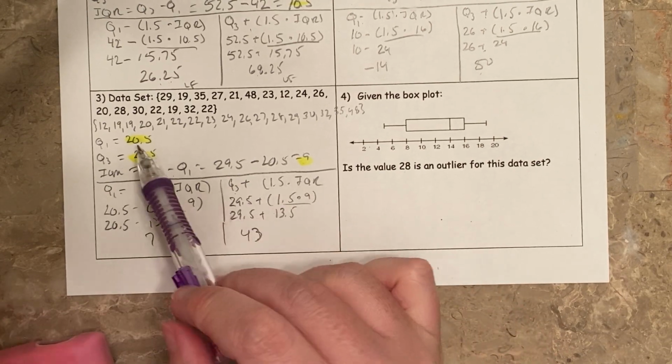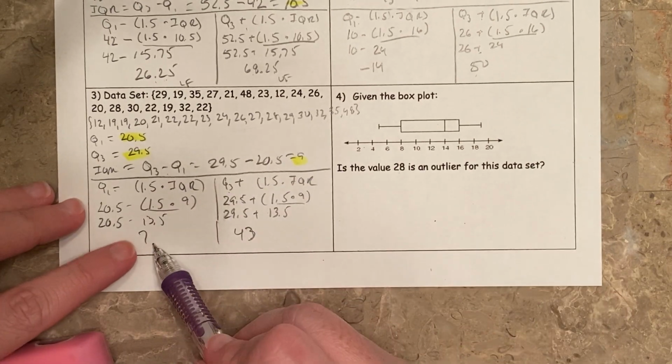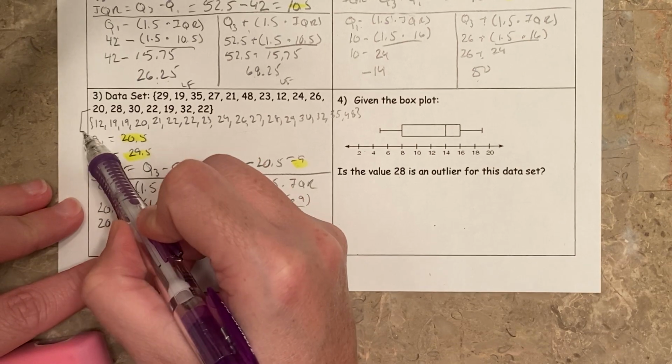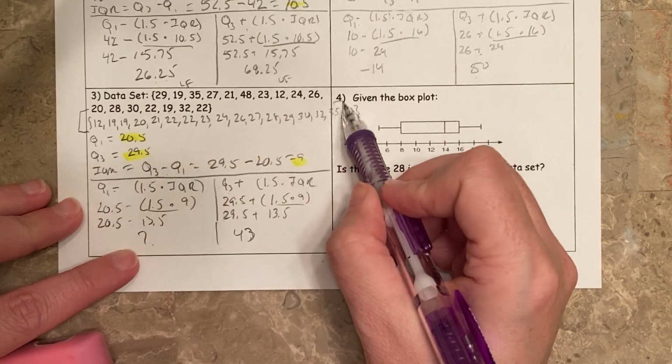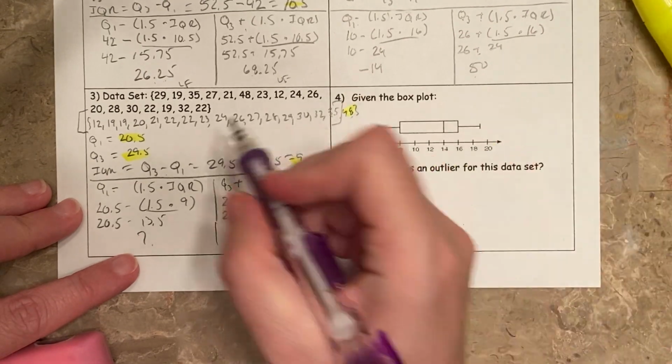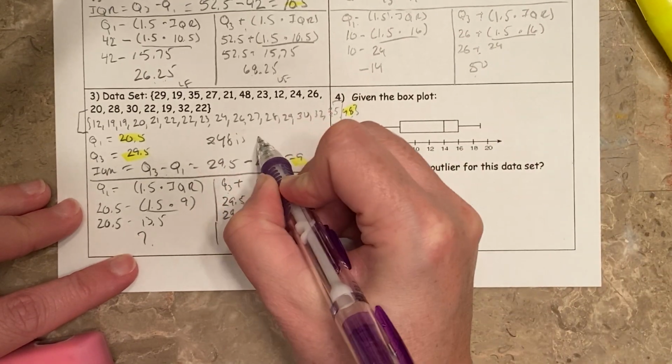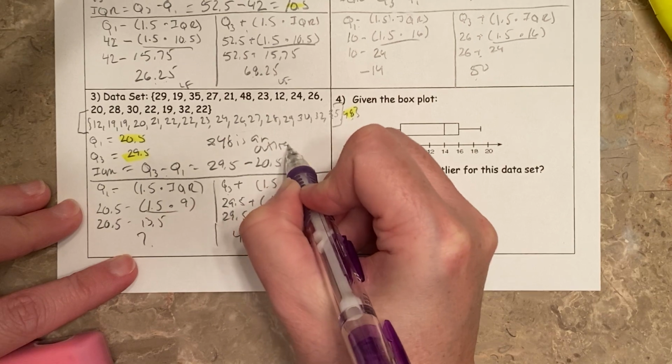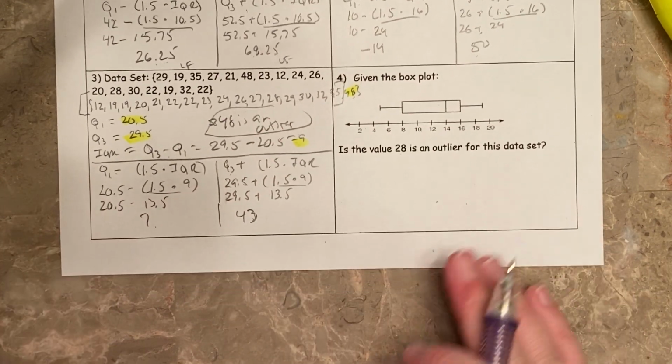Okay, so here's where you kind of need to have them in numerical order. 7 is going to be way over here, and then 43 is in between 35 and 48. So 48 is an outlier.